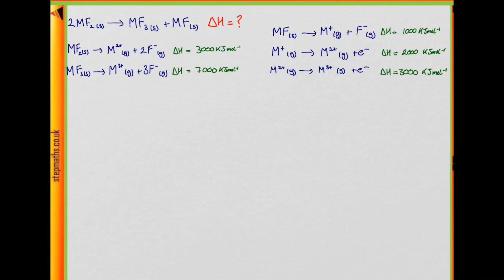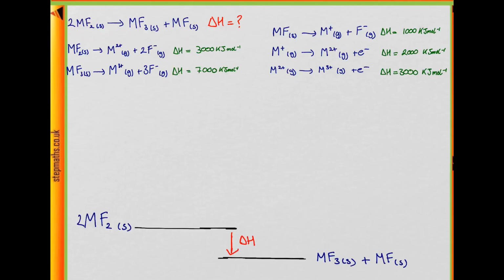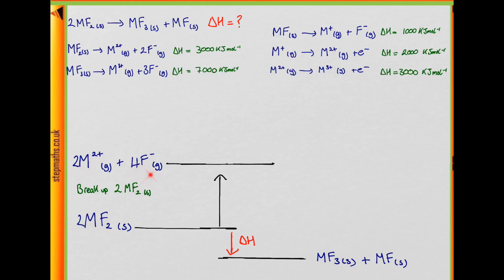To start constructing the Hess cycle, we must first put down what we need to find out and then work our way from there. Next, we'll work up from our starting material. So in order to do anything, we must first break up this lattice.